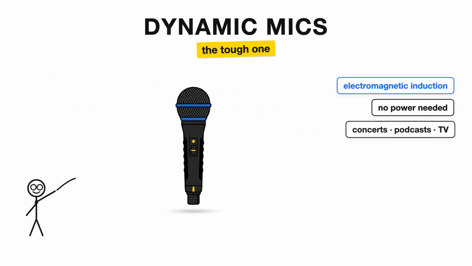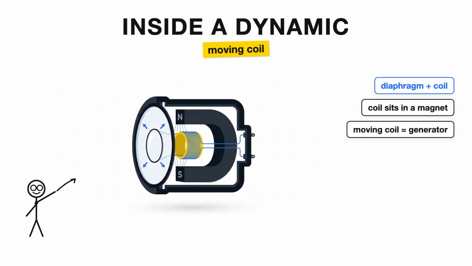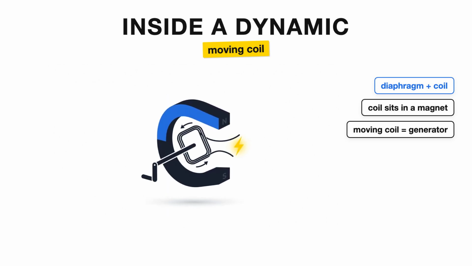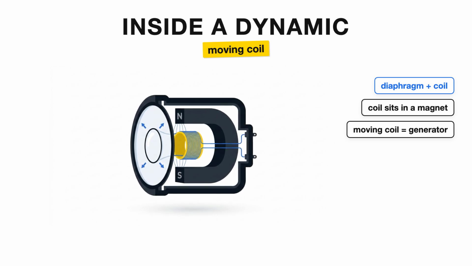The most familiar one, the kind at every concert, in every podcast studio, on every TV news set, is called a dynamic microphone. Dynamic mics run on electromagnetic induction. Here is what that means in plain terms. Inside a dynamic mic, there is a thin diaphragm, just a lightweight disc of material. That diaphragm is attached to a small coil of wire. That coil of wire sits inside a magnetic field created by a permanent magnet. When sound waves hit the diaphragm, it moves. The coil moves with it. A coil moving through a magnetic field generates electricity, the same principle behind every electrical generator ever built.